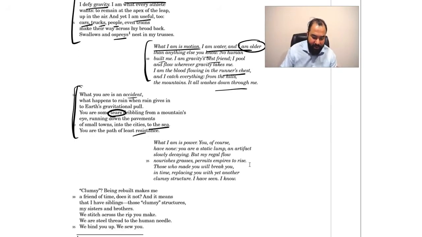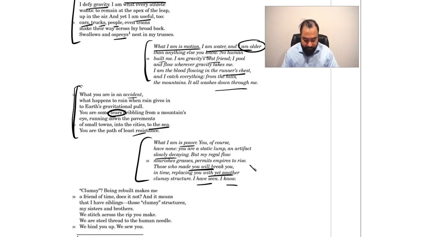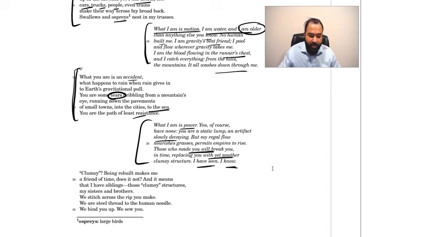So let's see what water says now. "What I am is power. You of course have none. You are a static lump, an artifact slowly decaying." So water is saying, okay, you are going to decay, but my regal flow nourishes grasses, permits empires to rise. "Those who made you will break you." You know how people make concrete, they break it. "In time, replacing you with yet another clumsy structure." So after breaking it, they are going to make something else with these broken parts. "I have seen, I know." Here, water is trying to say it's old, it's been there for a long time, so it knows.